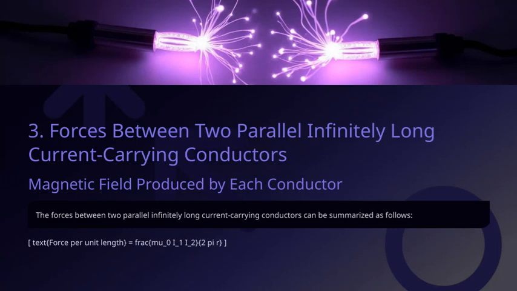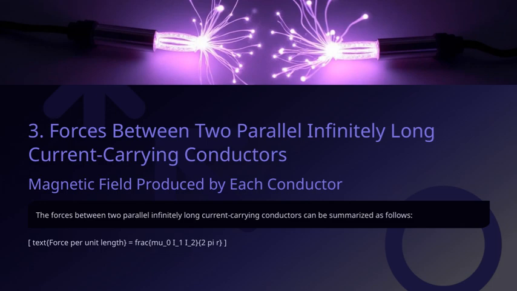Now, let's look at the force per unit length between 2 parallel current-carrying conductors. The formula is quite elegant. It's μ0 times the product of the currents I1 and I2, divided by 2 pi r, where r is the distance between the conductors. Essentially, this tells us that the magnetic force depends directly on the currents and inversely on the distance between the wires.